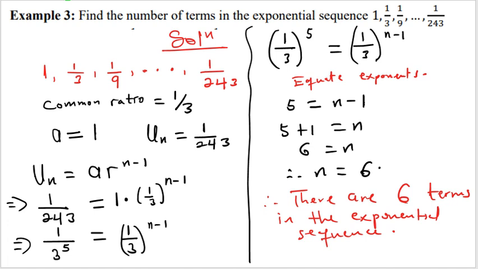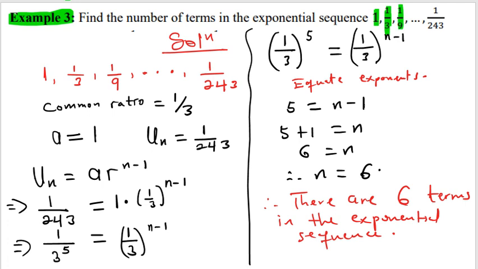Now let's move on to example 3. We are to find the number of terms in the exponential sequence. So our exponential sequence is 1, 1 on 3, 1 on 9, and 1 on 243. So quickly we know that our first term is A. A is equal to 1.